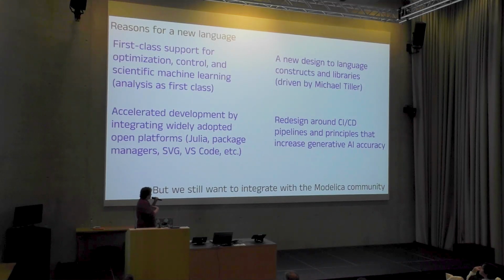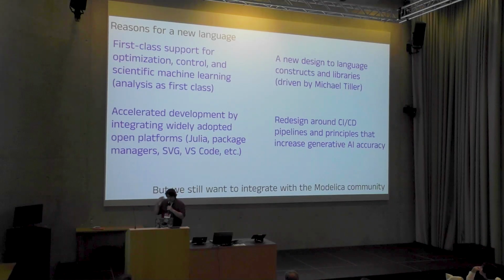And so, I want to highlight that there are a few reasons why we came up with a new language. Someone who's great to talk to about this in a lot of detail is Michael Tiller. The reasons include first-class support for optimization within the language, a new design for some of the standard libraries, using widely adopted open platforms like SVG, VS Code, package managers, and Julia as part of the core tenets of the language, and also changes to the language that can help increase generative AI accuracy.